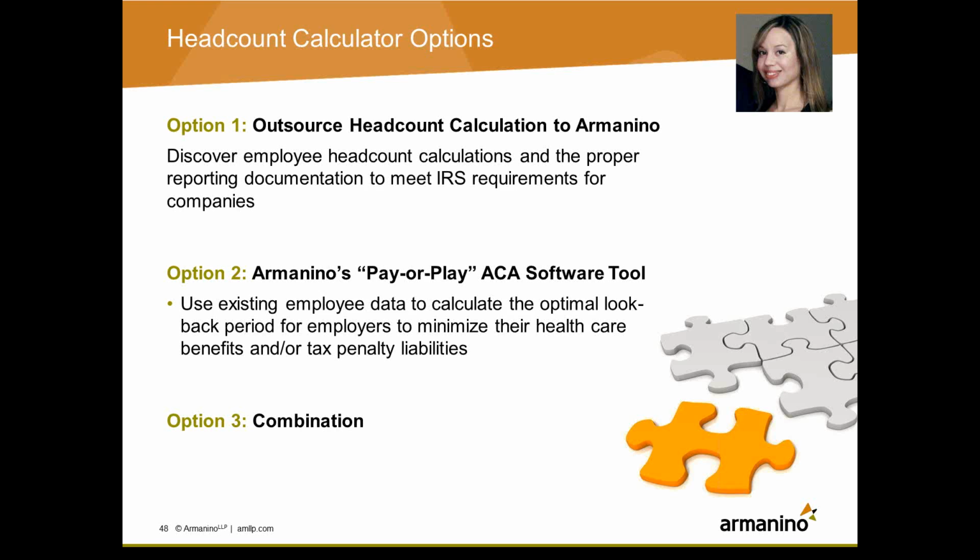In short, option 1 is we will run the calculation for you. Option 2 is you will do the calculations yourself because you will have our software. Or option 3 is we will do a combination of both. You will have access to the Armanino software tool, and you will also have access to a tax partner to verify what you did and the accuracy of it. So we definitely have something for everyone.